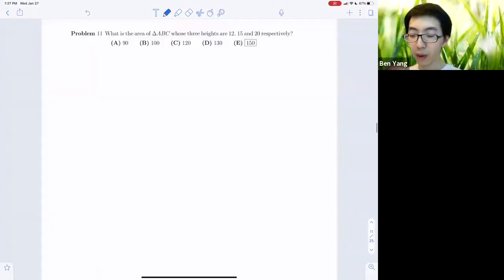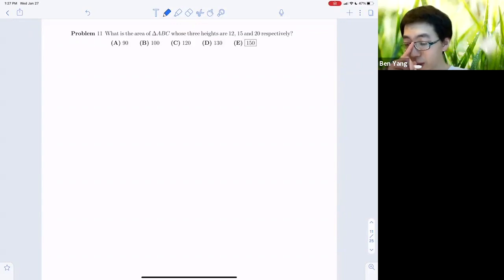All right, problem 11. We know the three heights of triangle ABC: 12, 15, and 20. We'd like to find the area of triangle ABC. The key point to this question is that we're able to find the ratio of the three sides of triangle ABC using the three heights.